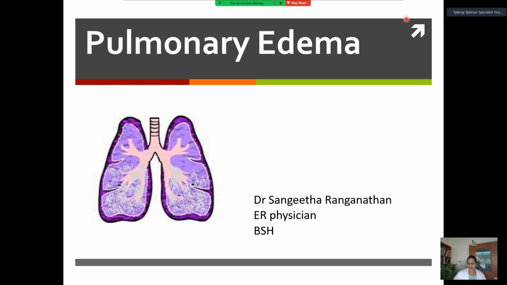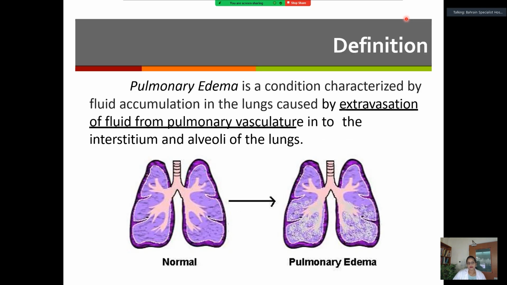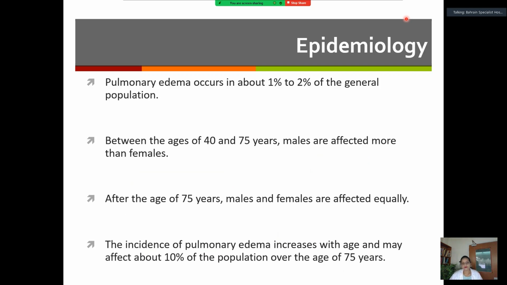Today, let's have a brief discussion on pulmonary edema. Pulmonary edema is a condition characterized by the accumulation of fluid in the lungs, which is caused by extravasation of fluid from the pulmonary vasculature into the interstitium and alveoli of the lungs.